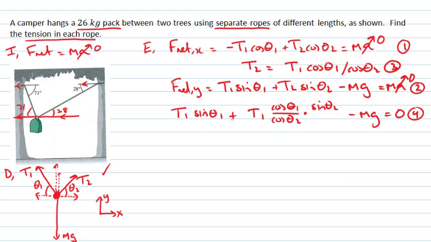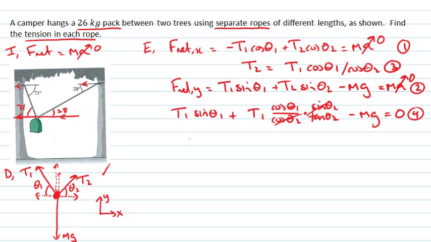So now I've got an equation which just is in terms of T1, and I know everything else, so I can try and make T1 the subject of the equation, and then I can put some numbers in. So a couple of things I can do here. Sine on cos is tan, so I'm going to cancel those two and replace that with a tan of theta 2, so multiplying by tan of theta 2.